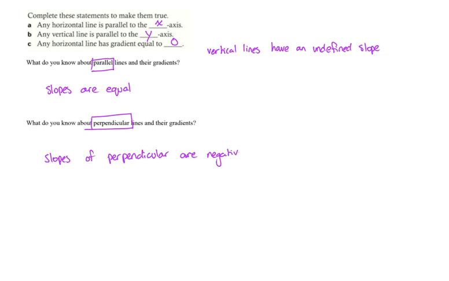So there's a couple things that come into play when we talk about negative reciprocals. So the negative part means that the signs are opposite. So if you have one slope and you're looking for a perpendicular slope, they'll have opposite signs. And the reciprocals are the fractions are flipped.